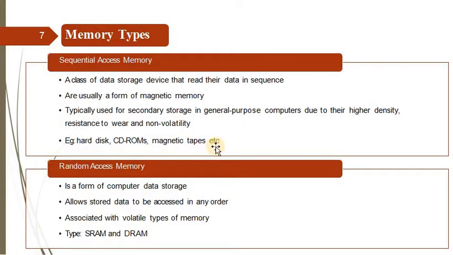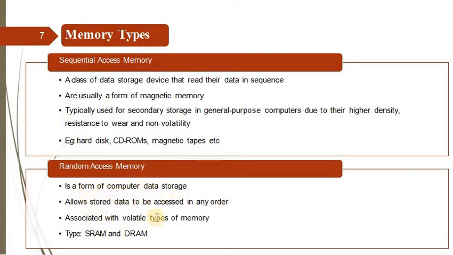Now we are using pen drives and memory cards, so those are the sequential access memory. Examples for sequential: in the olden days they used CD-ROMs, magnetic tapes, etc. Nowadays you are using pen drives, memory cards, etc.